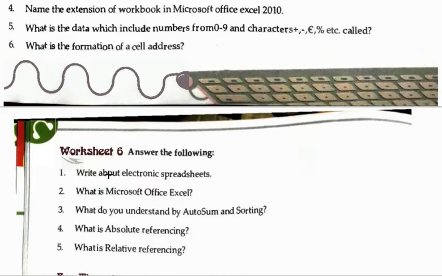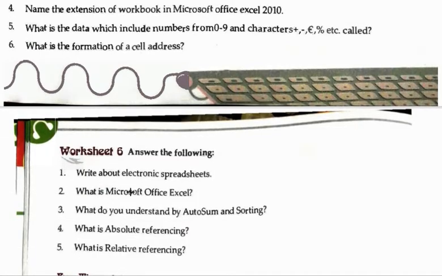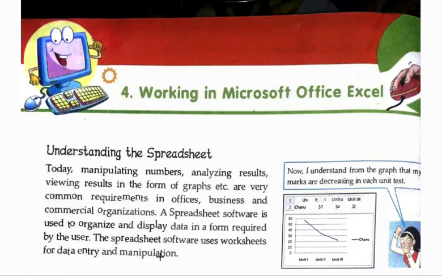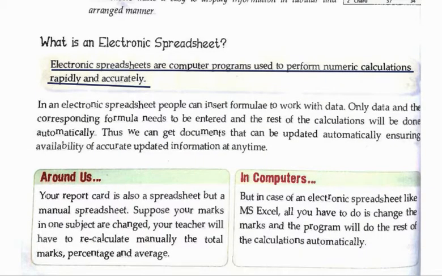This was the last question of worksheet 5. Now, worksheet 6. Write about electronic spreadsheet. So, what is an electronic spreadsheet? This is the answer. Electronic spreadsheets are computer programs used to perform numeric calculations rapidly and accurately.